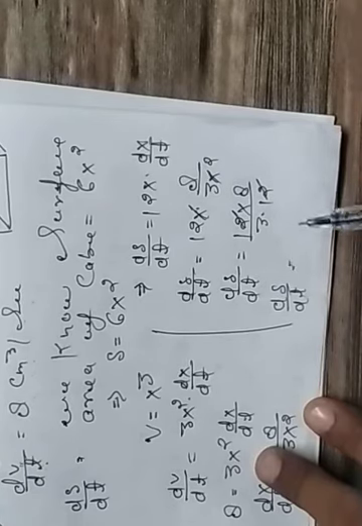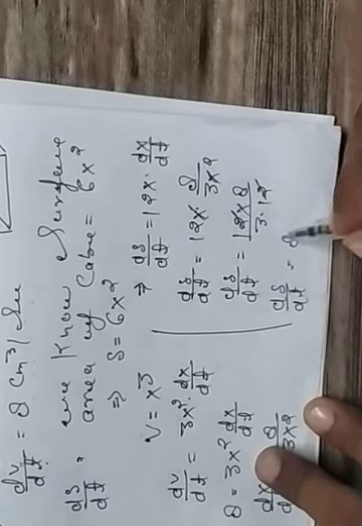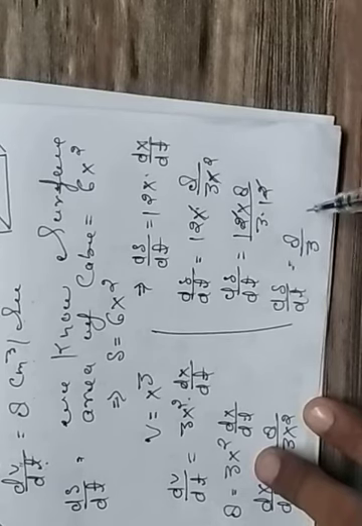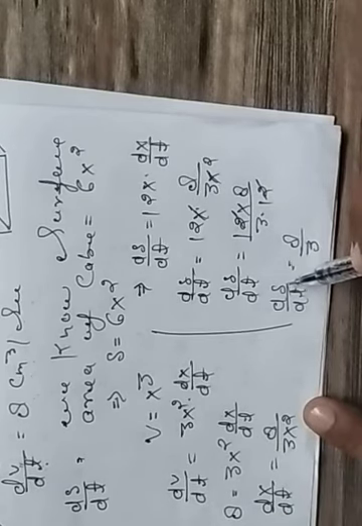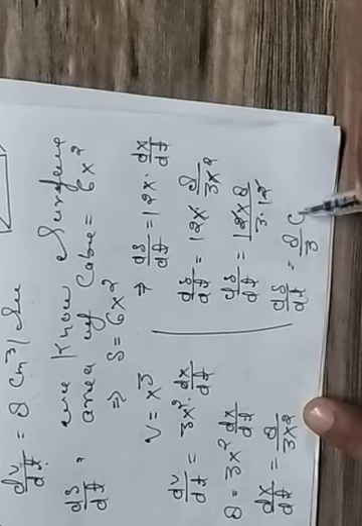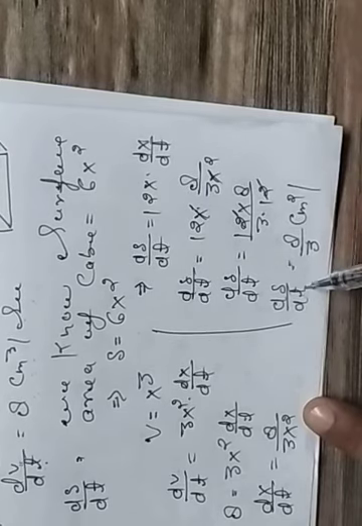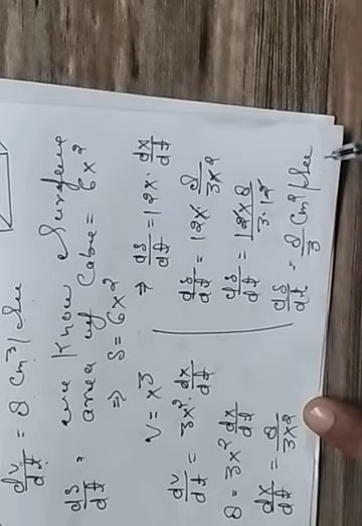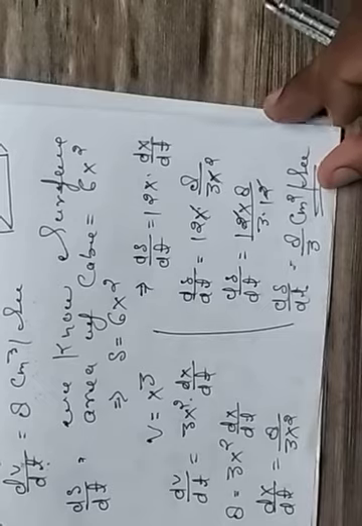8 upon 3, and unit of surface area is what? Centimeter square, and we are differentiating with respect to time, then write second. So student, please note down solution of question number 2. Now see next question.